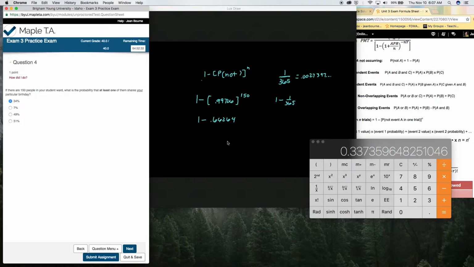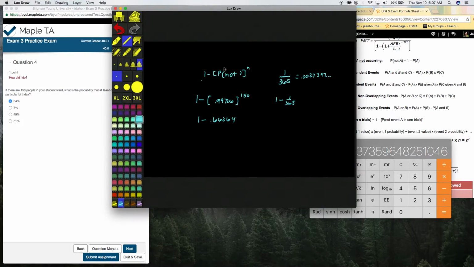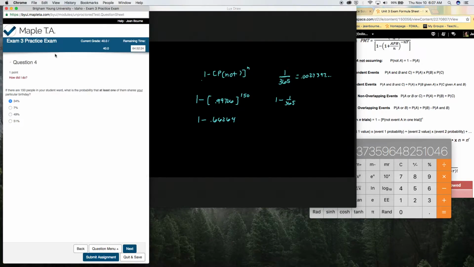Okay. So those are pretty easy, as long as you remember that you need to find the chances of it not happening and put that in there. And not happening is always 1 minus the chances of it happening. Okay, we're skipping the next one because it's easy.